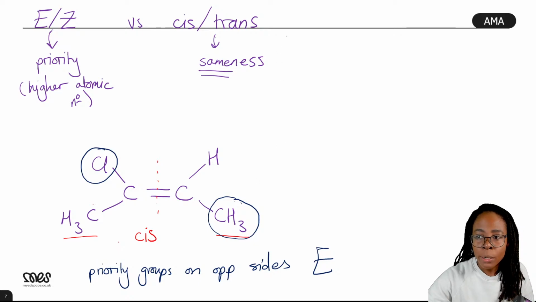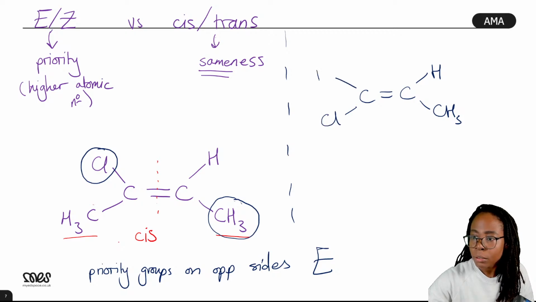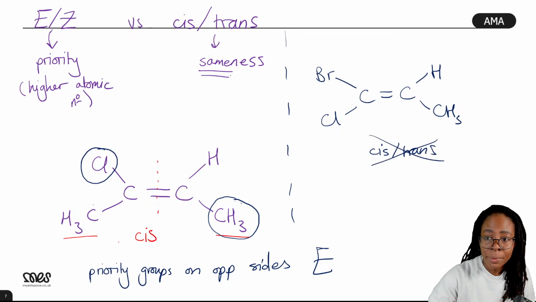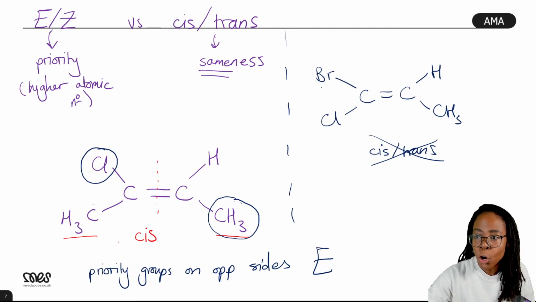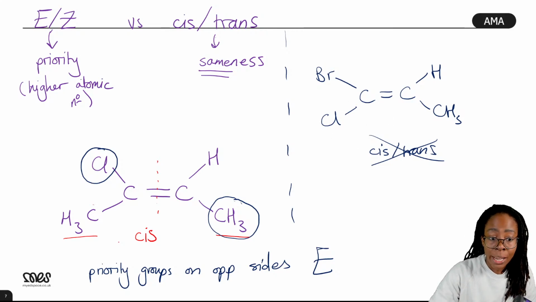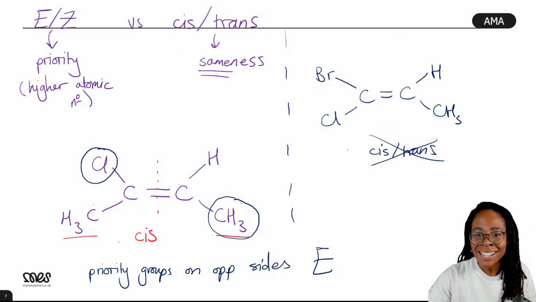Okay, and one more example, if we have something that looks like this, this does not have cis-trans isomers, because cis-trans isomerism is based on sameness. And because we don't have a group that is the same across both carbons in our carbon-carbon double bond, we can't assign cis-trans isomers. But because EZ just relies on priority, we can, what word am I looking for? Label it as E or Z.